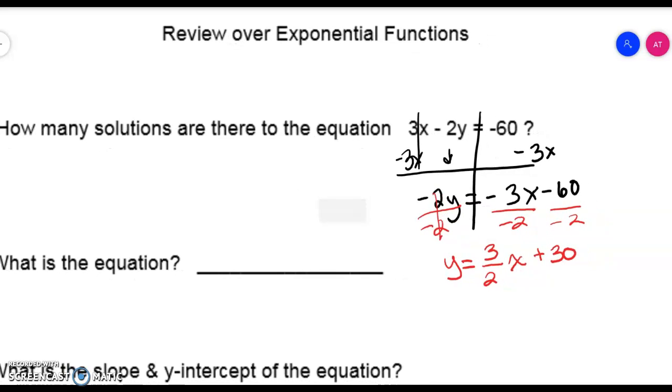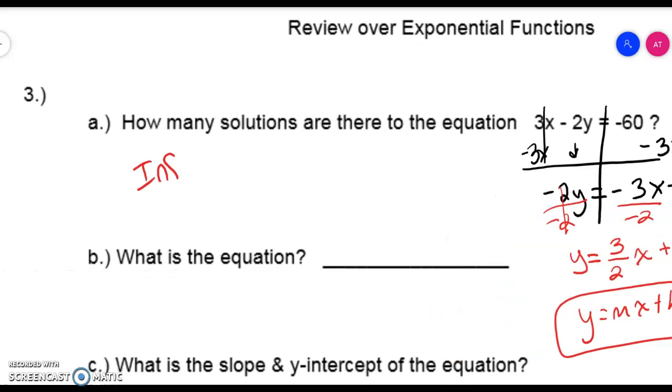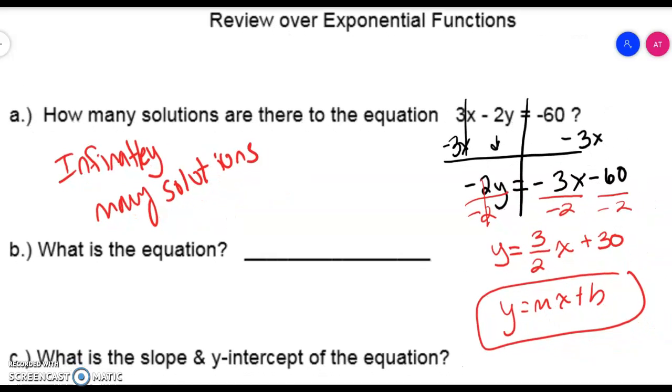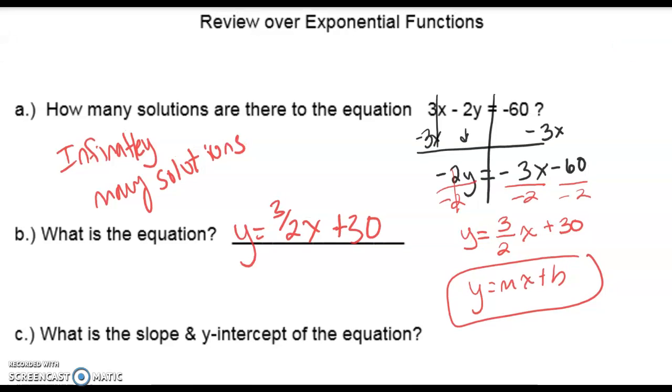So, if you get an equation that's in y equals mx plus b form, the solution to the equation is infinite many solutions. Excuse my poor spelling. So infinite many solutions. The reason why is because we can plug in any number for x, literally any number. So we need to write the equation, which we just solved. So y equals 3 over 2x plus 30. Okay, so the reason it's infinite many solutions is that x could be any number.